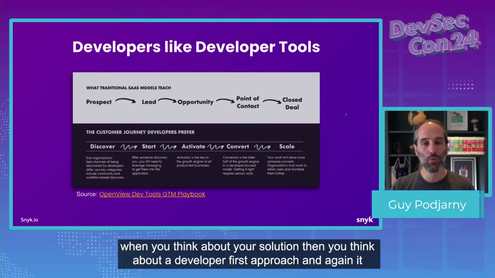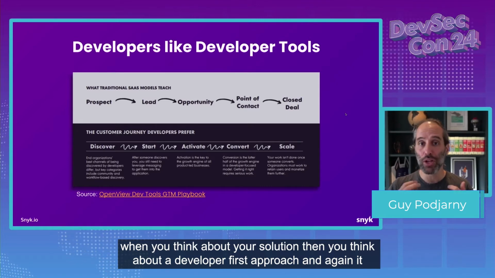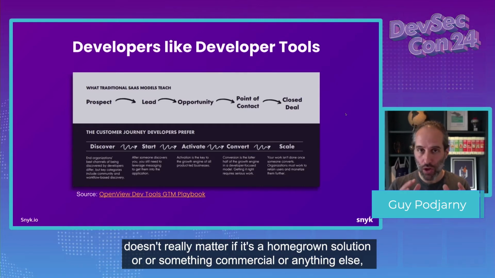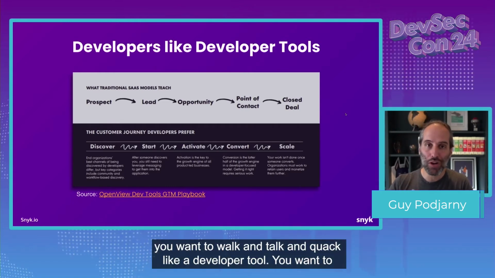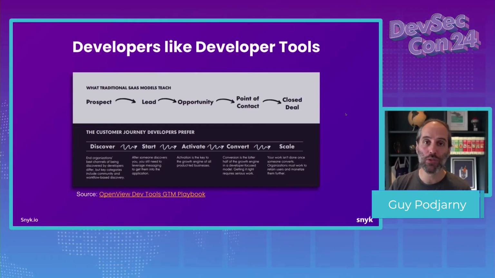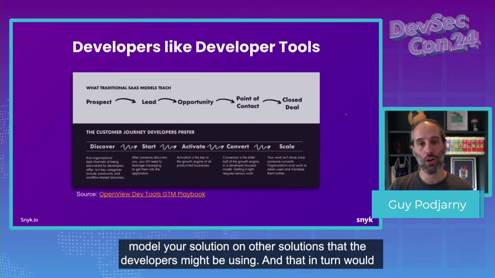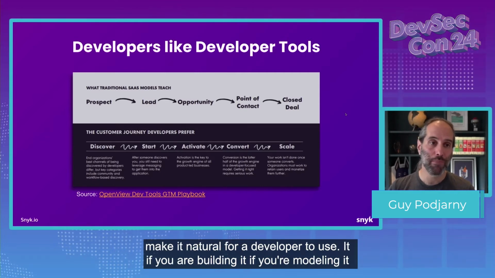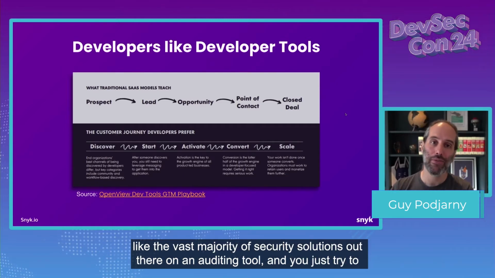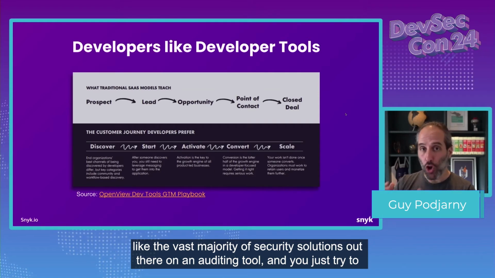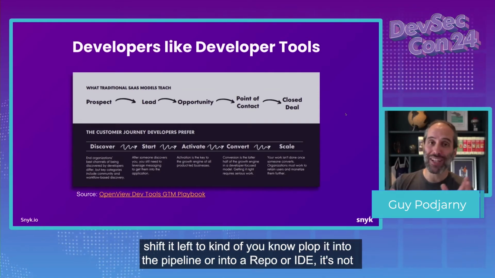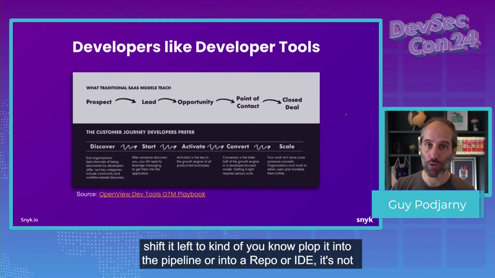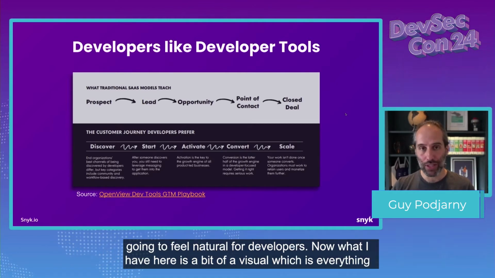And so when you think about your solution and you think about a developer-first approach, and again, it doesn't really matter if it's a homegrown solution or something commercial or anything else, you want to walk and talk and quack like a developer tool. You want to model your solution on other solutions that the developers might be using. And that in turn would make it natural for a developer to use it. If you are modeling it like the vast majority of security solutions out there on an auditing tool, and you just try to shift it left to kind of plop it into the pipeline or into a repo or IDE, it's not going to feel natural for developers.